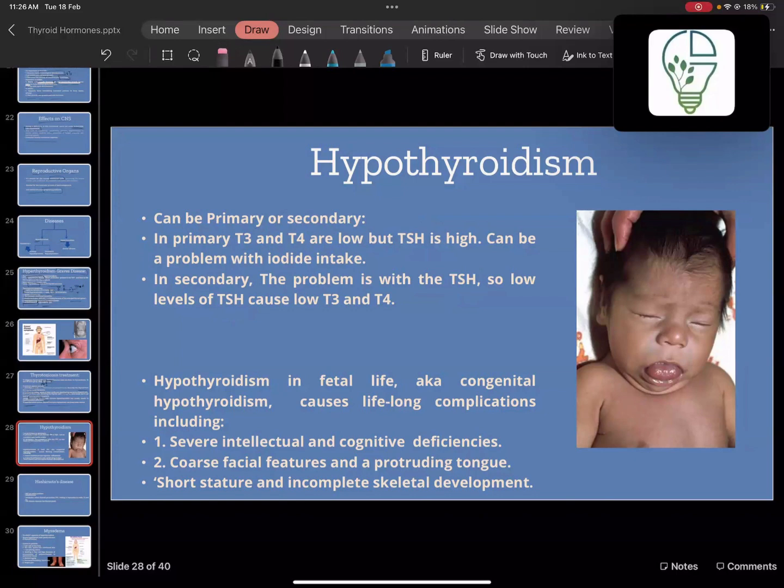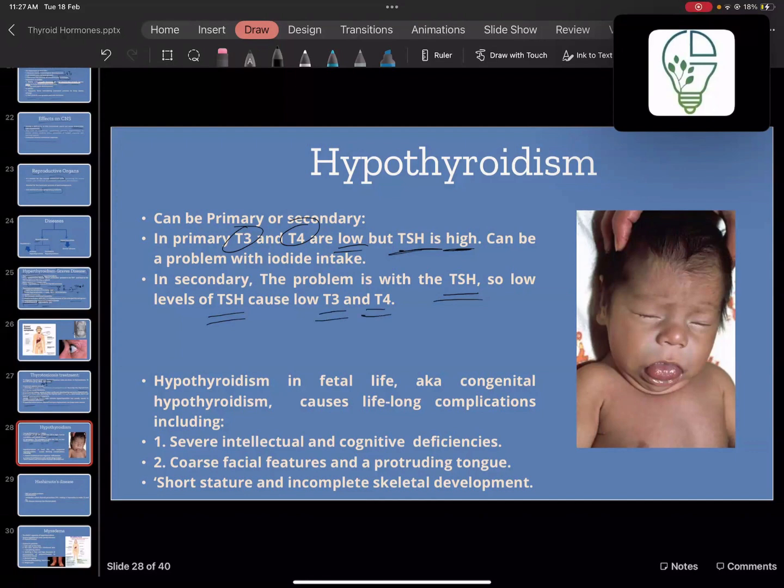In the first one, the problem is the T3 and T4. So it's the problem with the thyroid. The thyroid is not producing enough thyroid hormone, so it's going to be low. And the TSH itself is high. The TSH is high because it's trying to compensate. It's trying to tell the thyroid gland to increase the thyroid hormone production, but the thyroid gland has a problem, it's not listening. So in secondary, the problem is with the TSH. So low levels of TSH, so the pituitary probably has a problem. It's not producing enough TSH, and so it causes low T3 and T4.